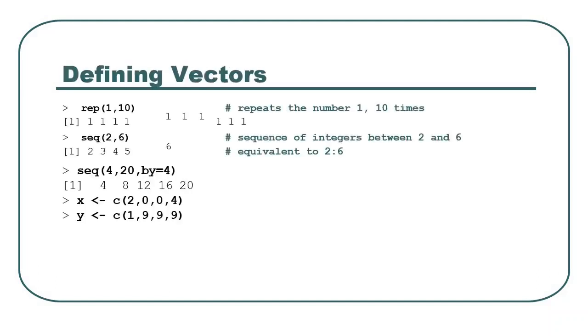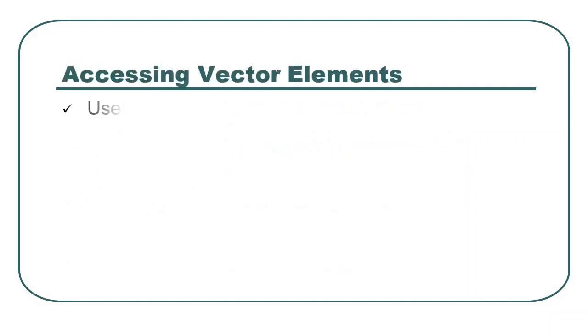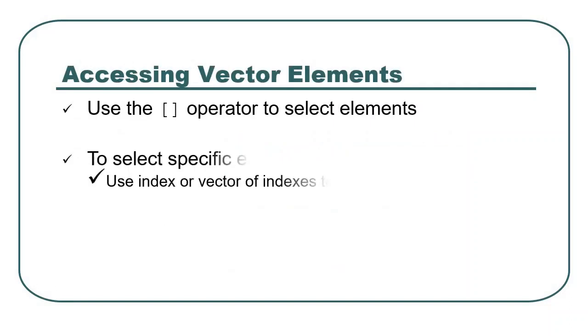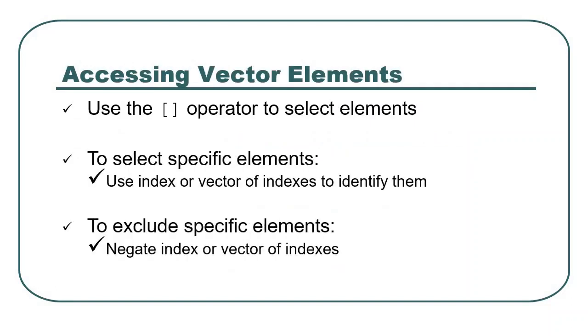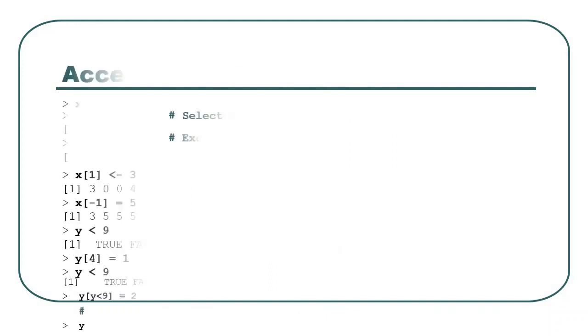And how do we define vectors? To repeat the number 1, 10 times, it is written as rep(1, 10). How do we access vector elements? We use the brackets operator to select elements. After selecting, use an index or vector of indexes to identify them. To exclude specific elements, negate the index or vector of indices. Next we can consider the alternatives also.